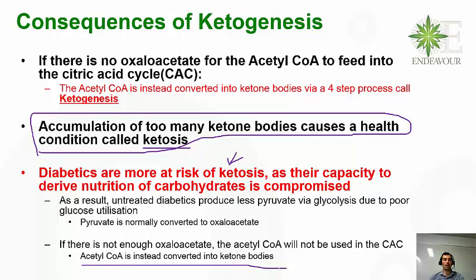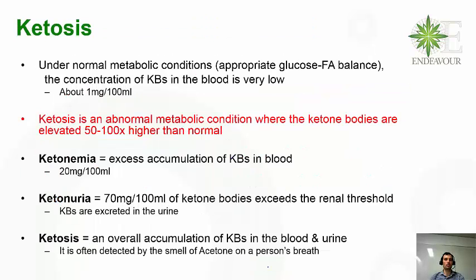And this is what we saw in our untreated diabetic, where they couldn't start the citric acid cycle due to a very low amount of oxaloacetate. So the acetyl-CoA was used to make ketone bodies instead in a high amount. So what is ketosis? Normally we have very low levels of ketone bodies in the blood, but if we're in a state of ketosis, where ketone bodies are made more readily, there's actually a 50 to 100 times higher concentration of ketone bodies in the blood.